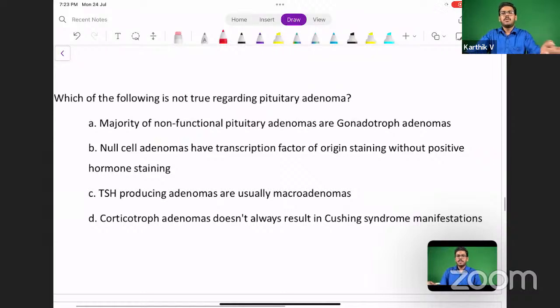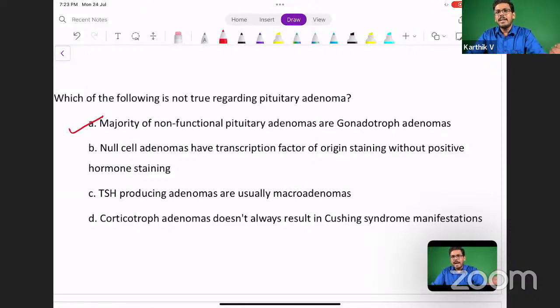So the next question regarding pituitary adenoma, you want to identify the false statement. Majority of non-functional pituitary adenomas are gonadotroph adenomas. That is the first option. That again is a correct option, because the gonadotroph adenoma may produce excess of the alpha subunit of LH and FSH. Only when active alpha and beta subunits are produced together will they form a functional hormone.